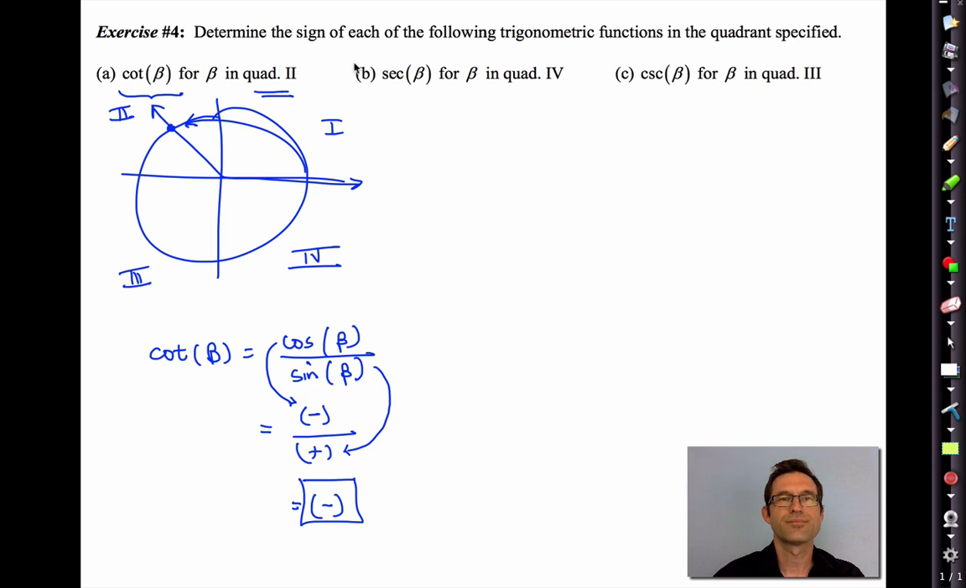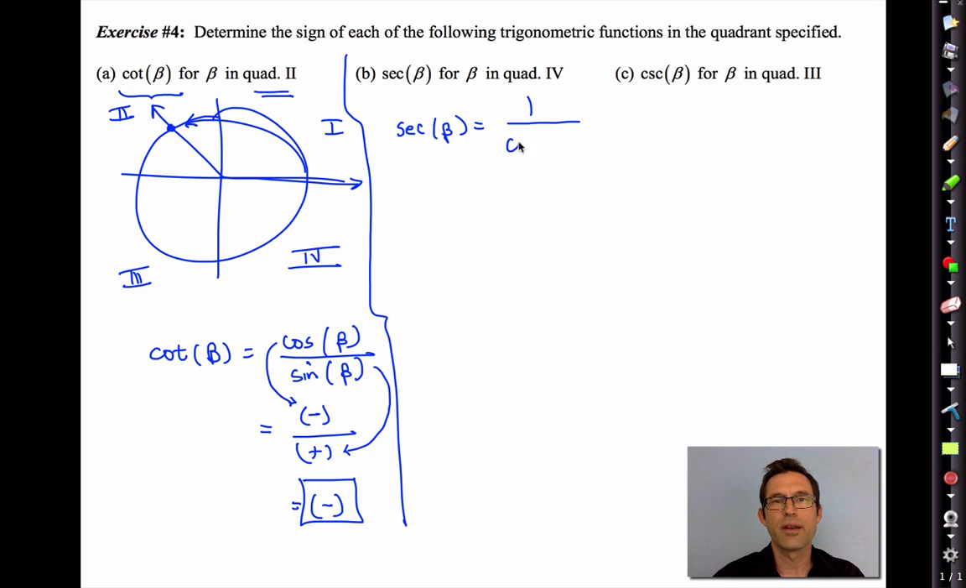All right. Let's take a look. Secant beta will be 1 divided by the cosine of beta. If we're in quadrant 4, then the cosine is a positive number because it's the x-coordinate. So we have 1 divided by a positive number, but 1's a positive number, so a positive divided by a positive is a positive.